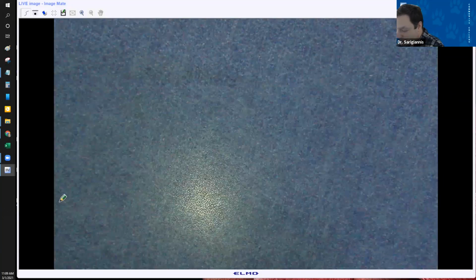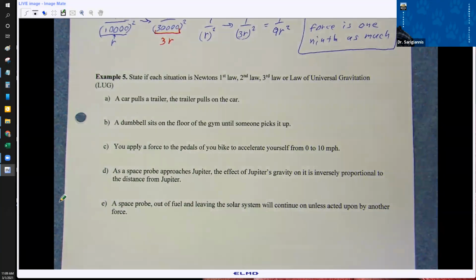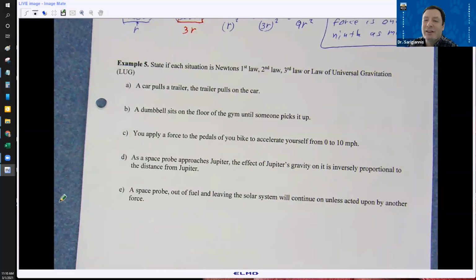I can find it. This is the last page of the handout for module 5. So we'll be wrapping this up. And what I did here is I just put together some Zoom polls for this. So each situation is Newton's first law, second law, third law, or law of universal gravitation. I've got a poll set up which has these options: first, second, third, and Newton's law.